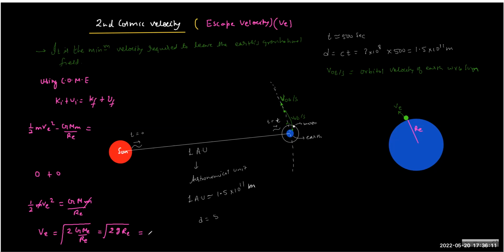And therefore, this is like root 2 times V orbital, isn't it? It is root 2 times V orbital. And we know this is roughly 8 root 2 kilometer per second, which turns out to be 11.2 kilometer per second. If you can really throw this fast from Earth's surface, it will leave you, will never come back.